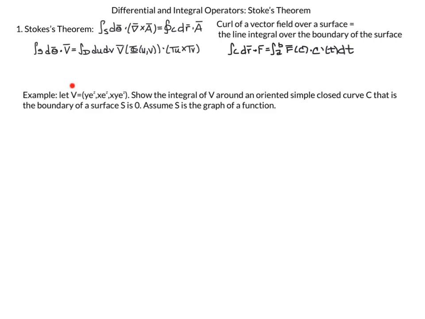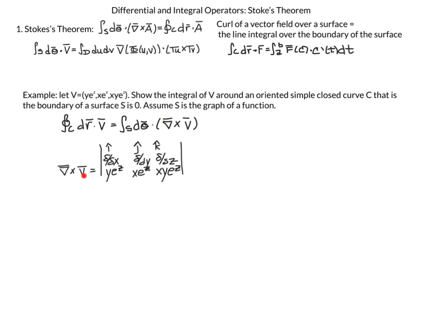In our next example, our vector field is y e to the z, x e to the z, xy times e to the z. Show that the integral of v around the oriented simple closed curve C, that is the boundary of a surface S, is 0. We assume S is the graph of a function. Here is my Stokes' theorem. I just reversed the left and the right-hand side. And what I'm going to do is use the curl side of the theorem.